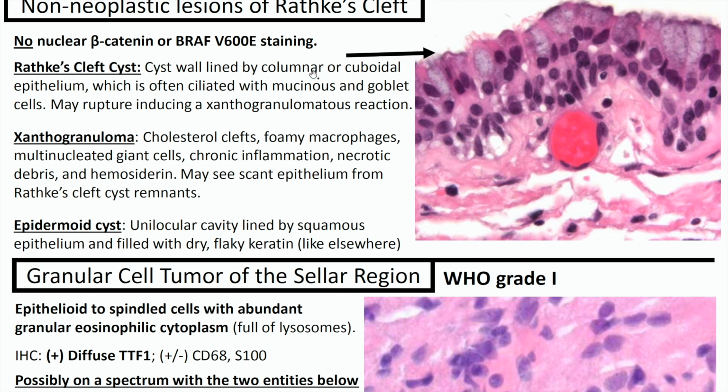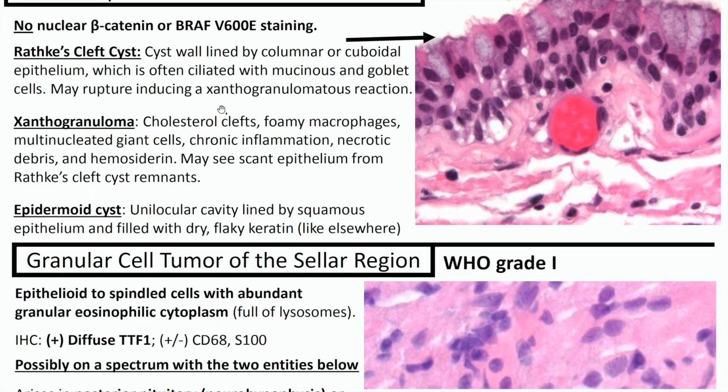And then you have xanthogranuloma, or cholesterol clefts, foamy macrophages, multinucleated giant cells, chronic inflammation, necrotic debris, and hemosiderin. May see scant epithelium from Rathke's cleft cyst remnants, and epidermoid cyst, which is a unilocular cavity lined by squamous epithelium and filled with dry, flaky keratin, like elsewhere.